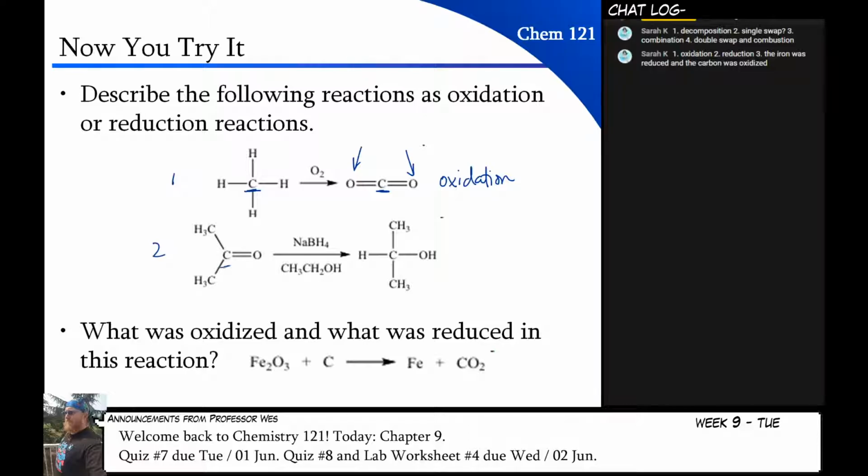Over here, here's my carbon. I have 2 bonds to oxygen. And afterward, I have changed that to 1 bond to oxygen. Or in other words, I have reduced it to 1. So this is a reduction.